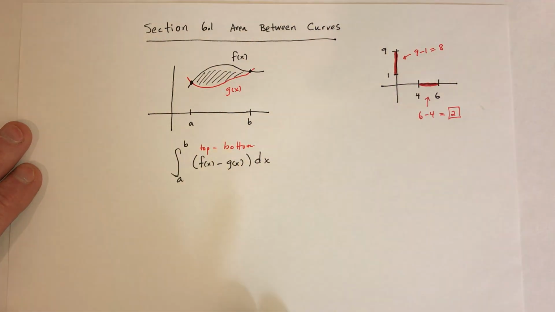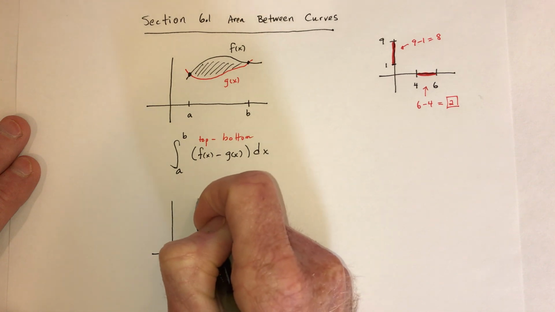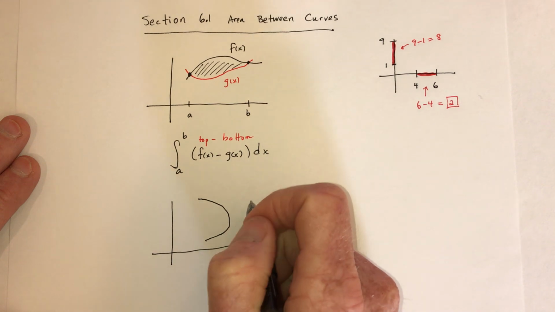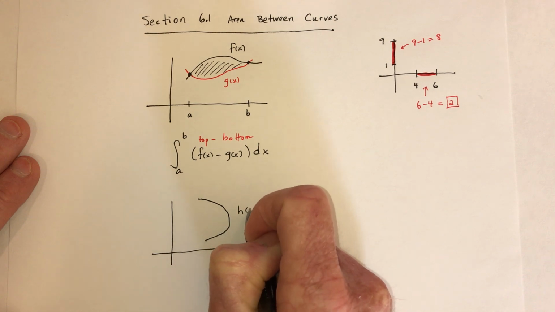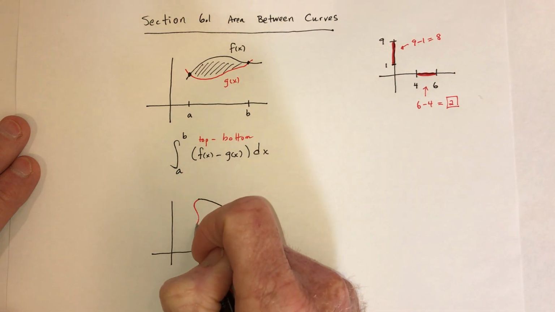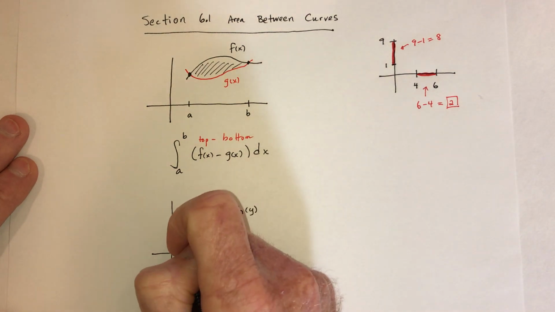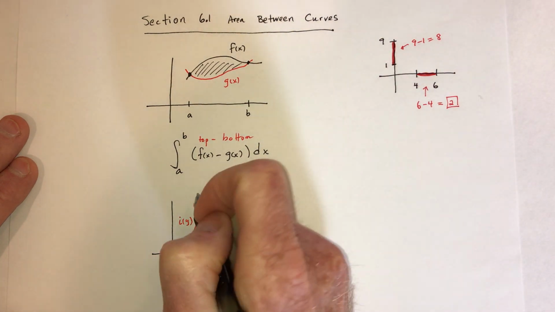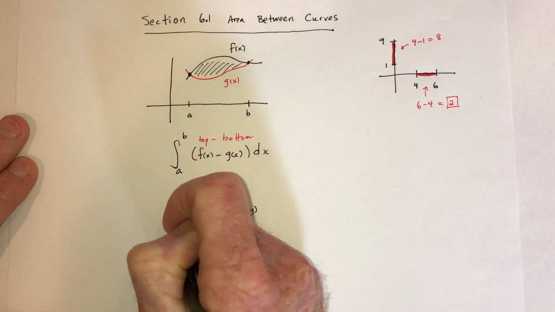Now, analogous to this, where it's the right and the left. Suppose that you have one function over here on the right, and that one is going to be h of y. And then you have one function over here on the left, I guess I of y. And then they intersect right here and right here. This one I'll call c and this one I'll call d.